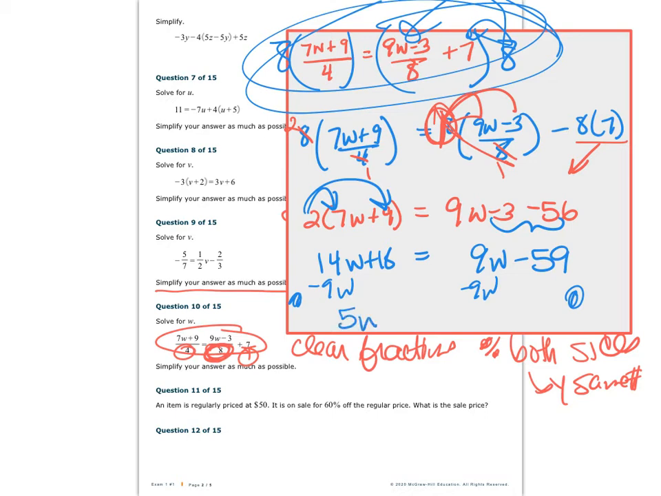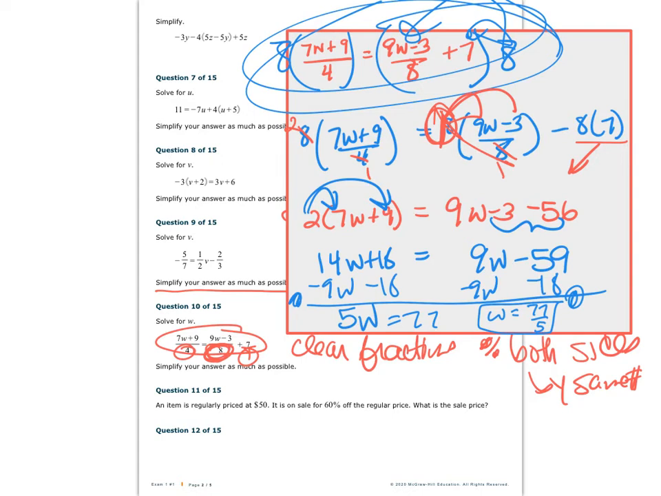And that leaves me with 5w. We'll subtract 18 from both sides. And that leaves us with 59 plus 18, and keeping it negative will give us 77. So w is equal to negative 77 divided by 5. And that's your answer.